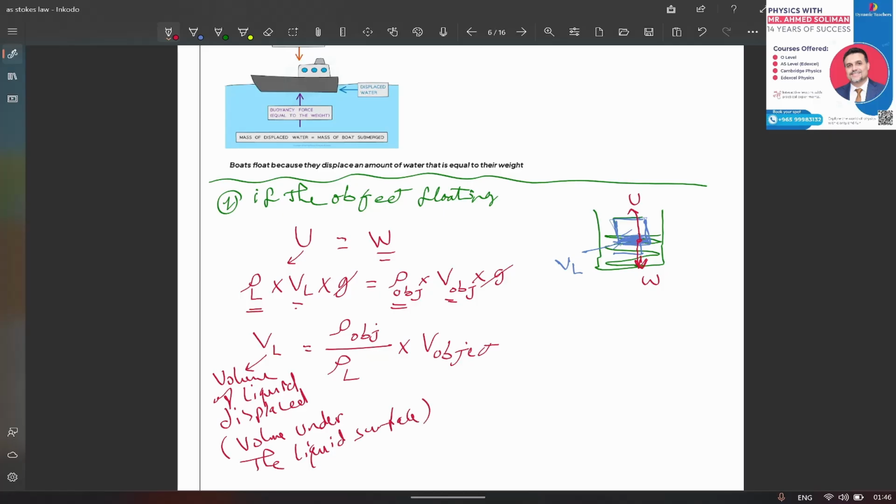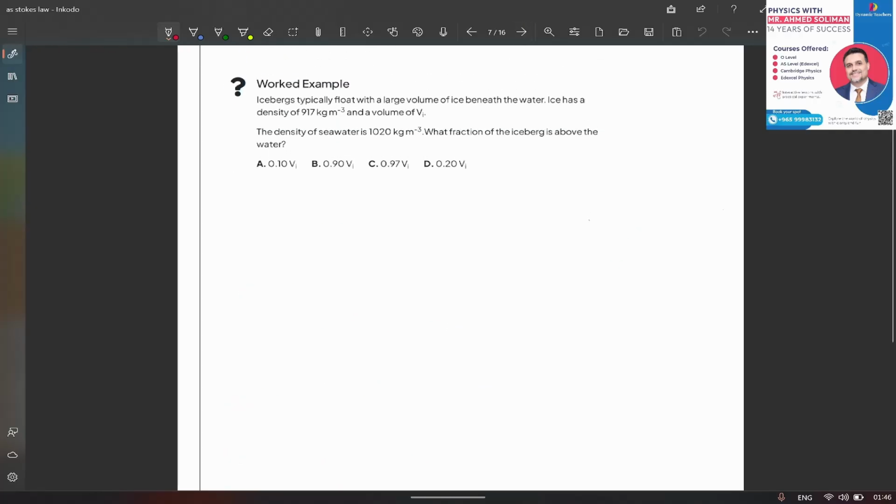You have to know this is the volume under the surface of the liquid. Okay, and this is the first case. Okay, what about the second? If we want to talk about the second, I will explain the second in this area.